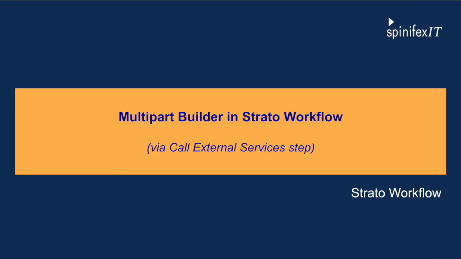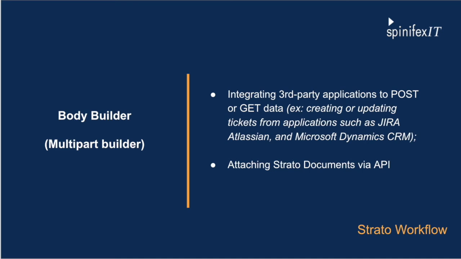More for the Call External Services workflow step. In summary, the Body Builder feature of the Call External Services step enables integrating third-party applications to post or get data, for example, creating or updating tickets from applications such as Jira, and attaching Strato documents via API, which is related to the previous enhancement we mentioned earlier about attaching documents to third-party applications.